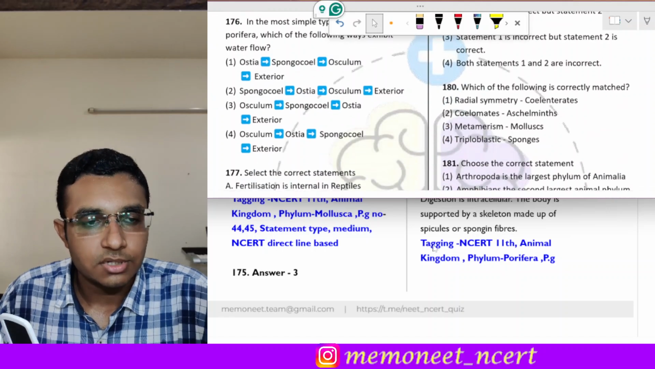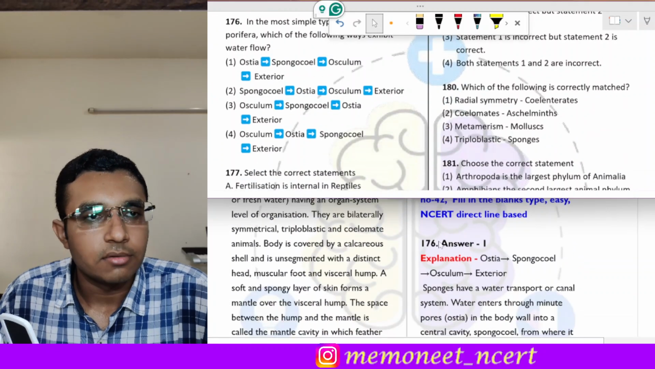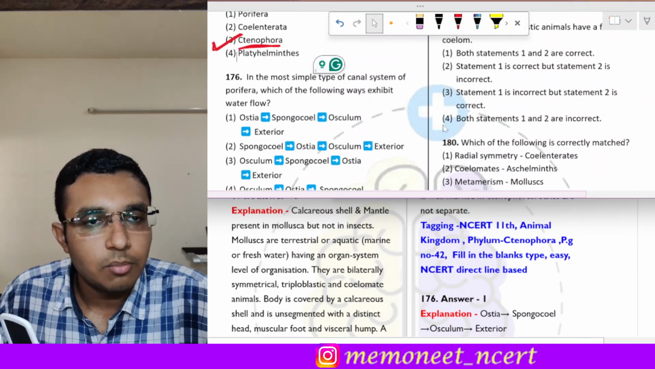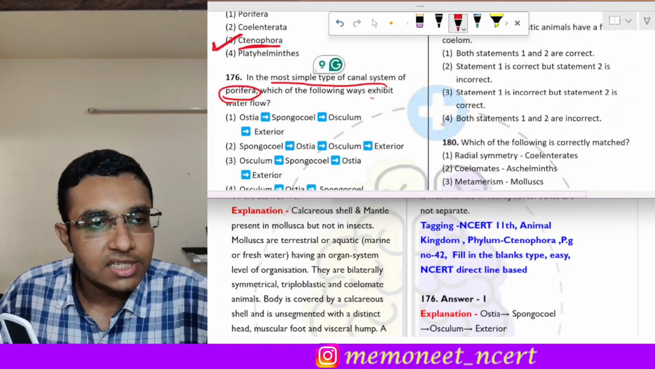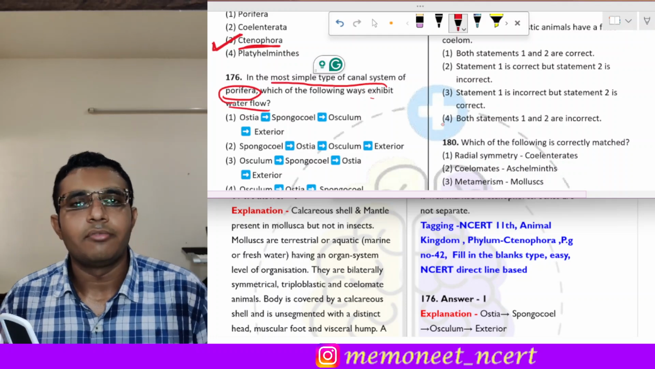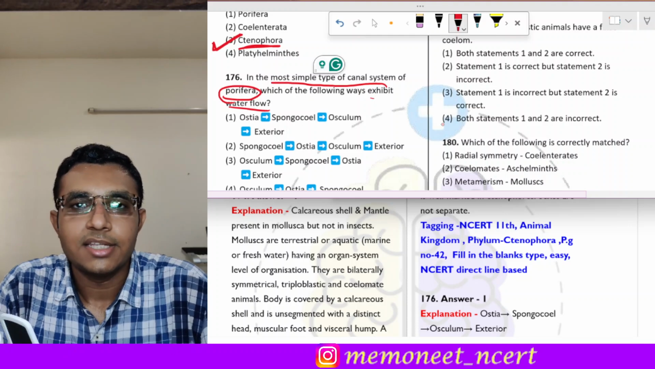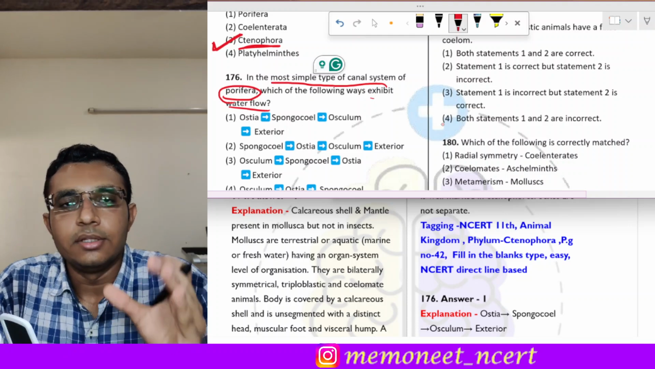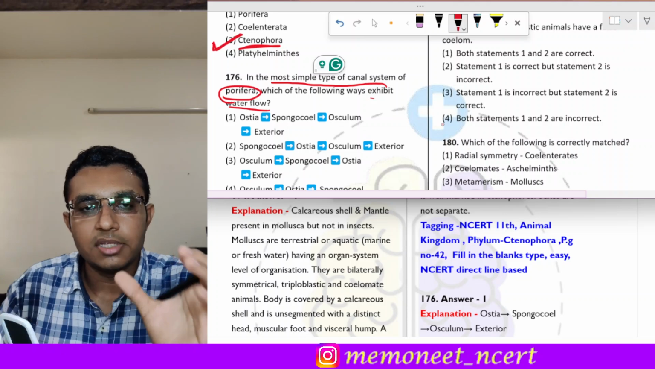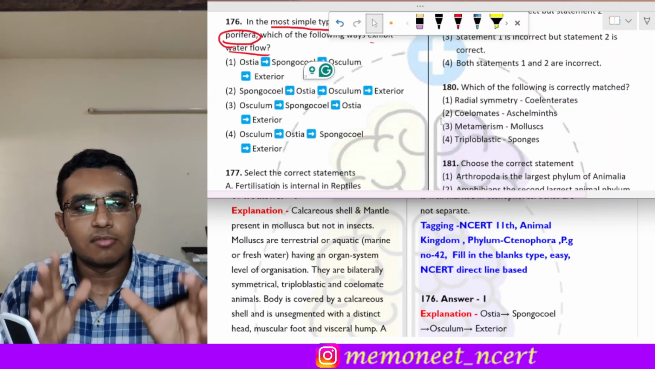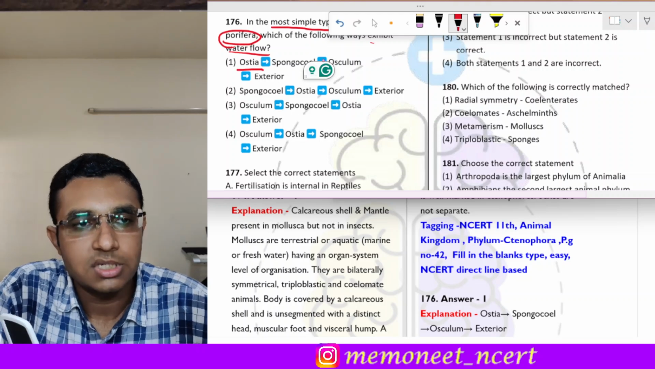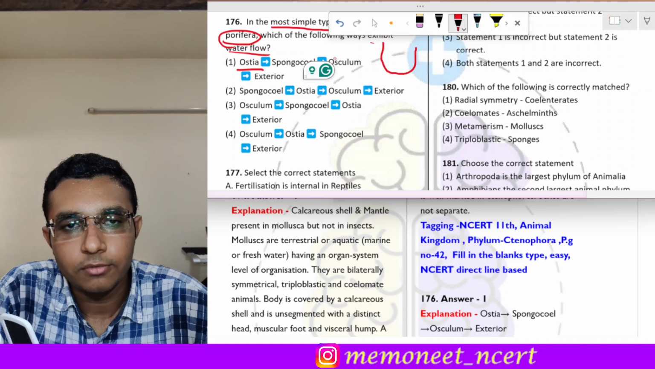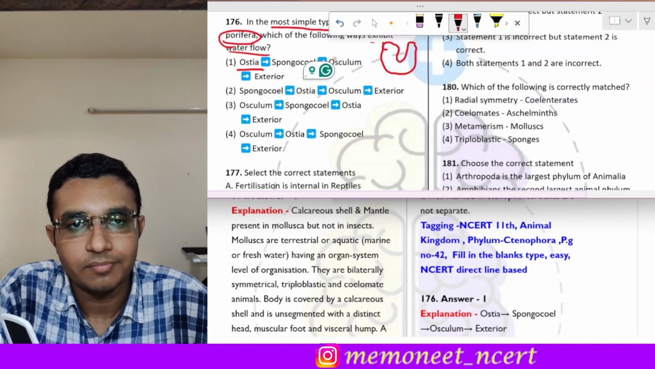Moving on to the next question, that is question number 176. The question 176 states that in the most simple type of canal system of porifera, which of the following ways exhibit the water flow? Now see, the members of phylum Porifera are characterized by a water canal system. How is it functioning? There are several pores on the body of the organism, and those pores are called ostia. If this is the body of the poriferan, then there are several pores, and these pores are called ostia.